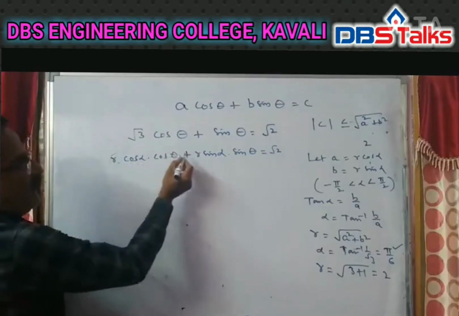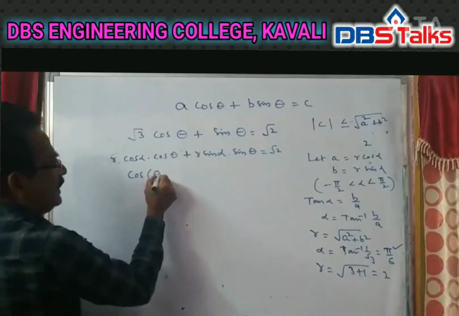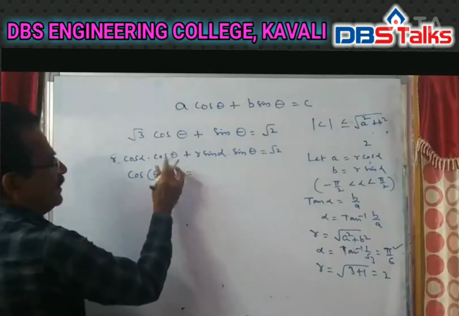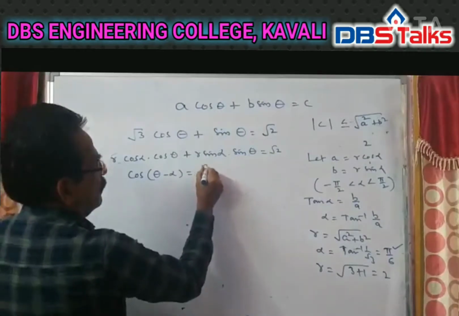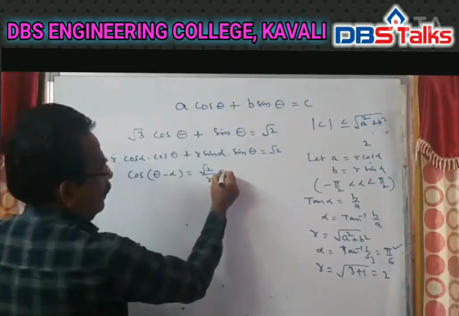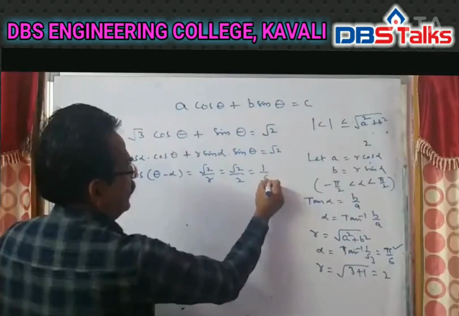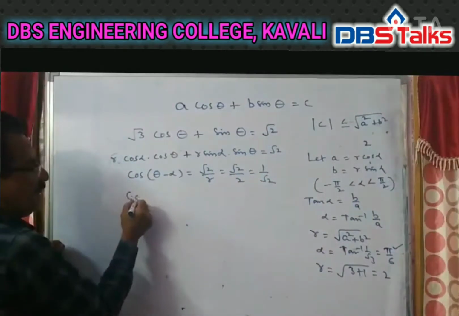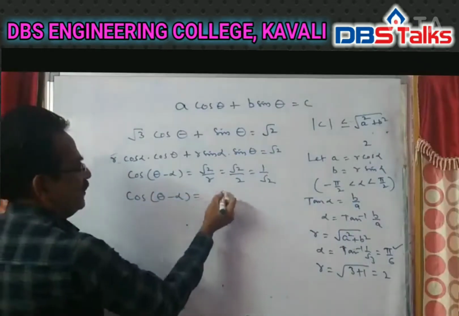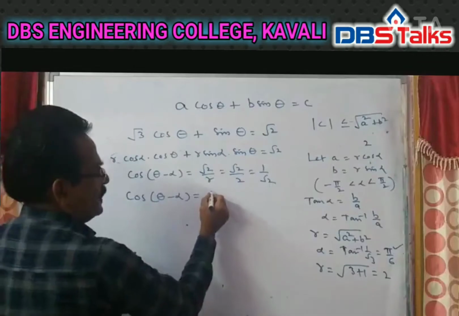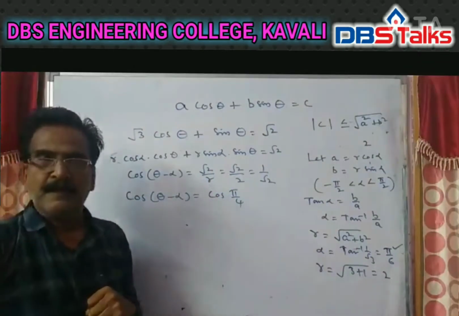Cos theta cos alpha plus sin theta sin alpha is cos of theta minus alpha. Cos of theta minus alpha is equal to root 2 by r. R is equal to 2, so that is root 2 by 2, which is equal to 1 by root 2. Friends, cos of theta minus alpha is equal to 1 by root 2, which means cos pi by 4.